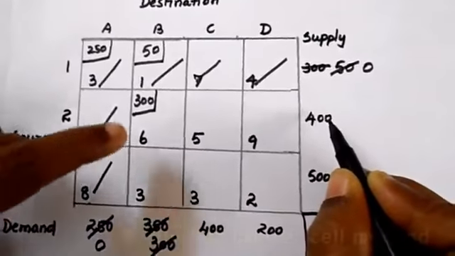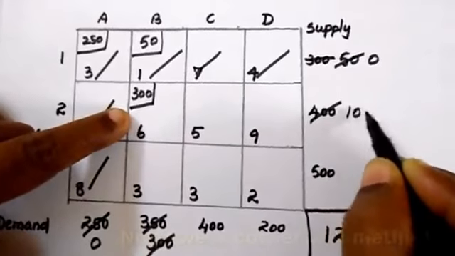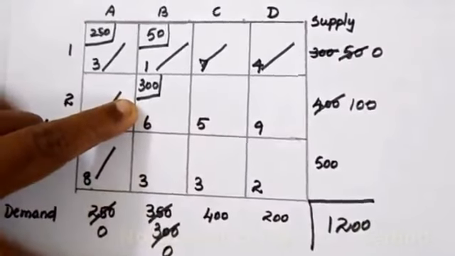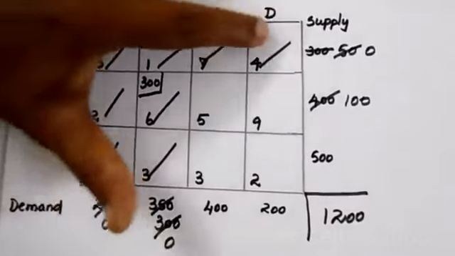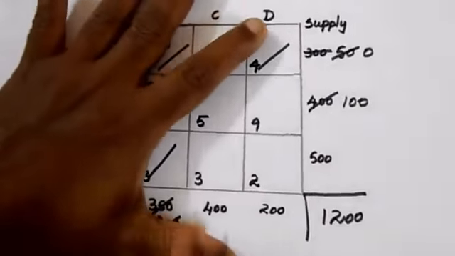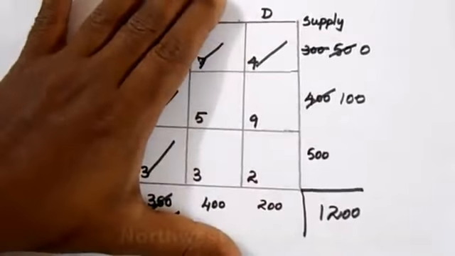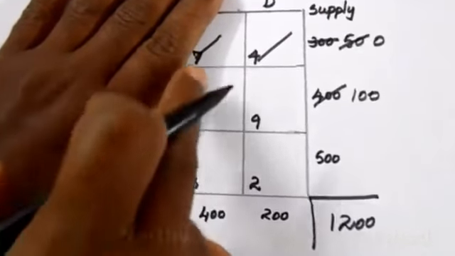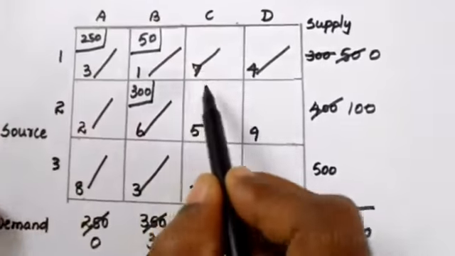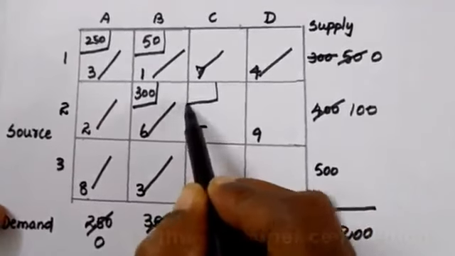400 supply is there. 300 is allocated. We'll have only 100 left. Here we got 0, no, just cancel this column. After deleting all these things, this is the remaining unallocated cell. With this unallocated cell, find the northwest corner. This is the northwest corner. So select this cell and allocate the value.